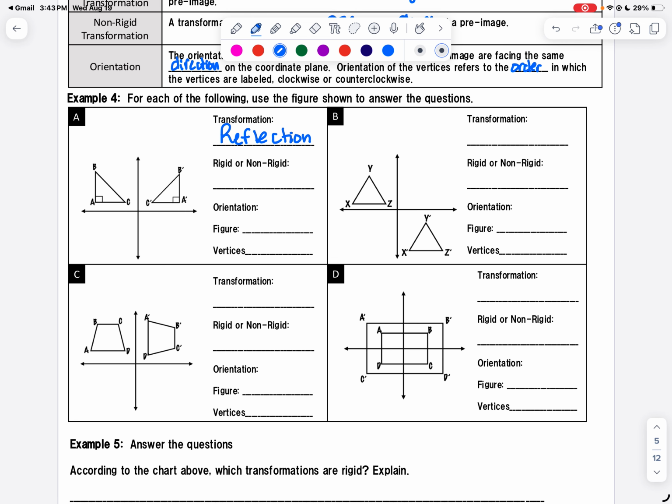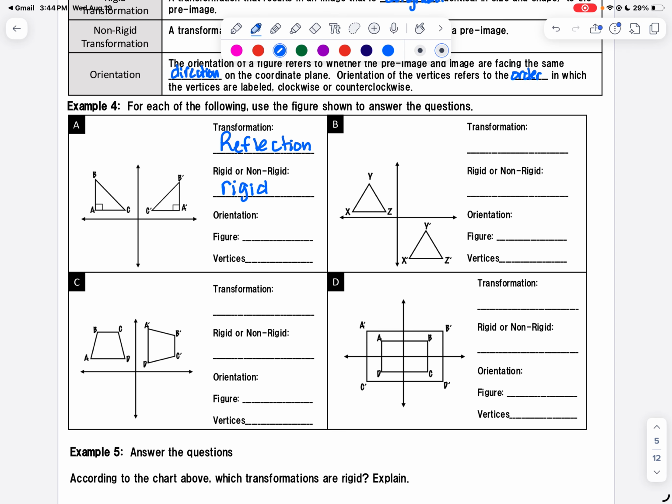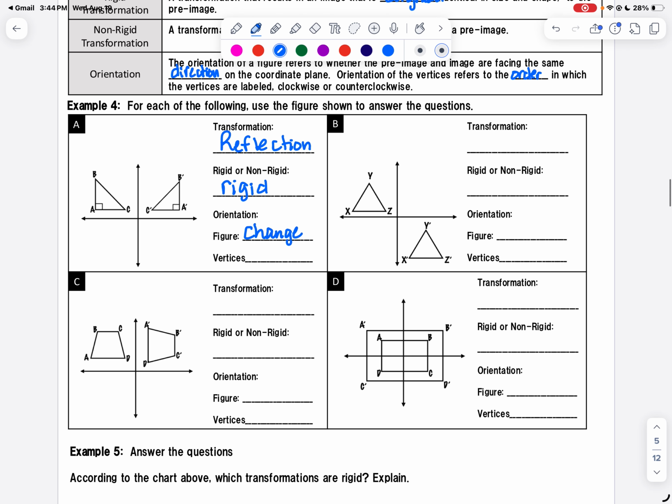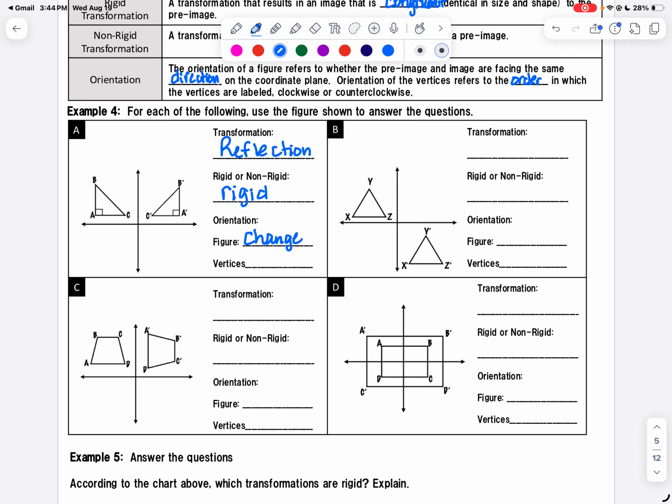Now, rigid or non-rigid, if it stayed the same size, which it did, then it is a rigid transformation. Now, orientation is the direction, and this triangle changed direction. So the orientation changed. And let's see about the order of the vertices. So we have here, if I go counterclockwise, A, B, C. If I go counterclockwise over here, I would go A, C, B. So the vertices also changed the order.